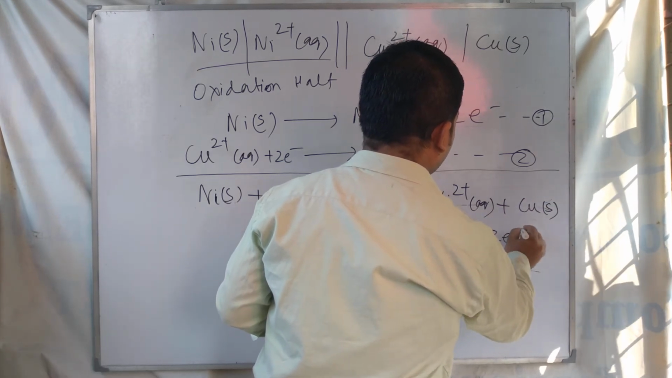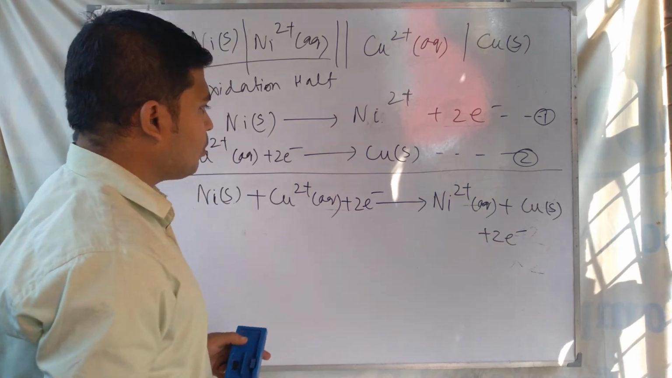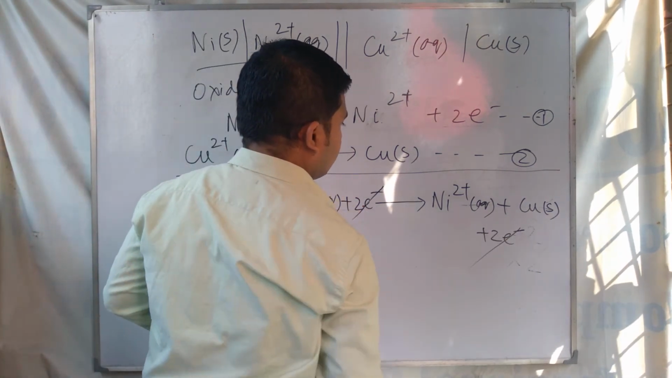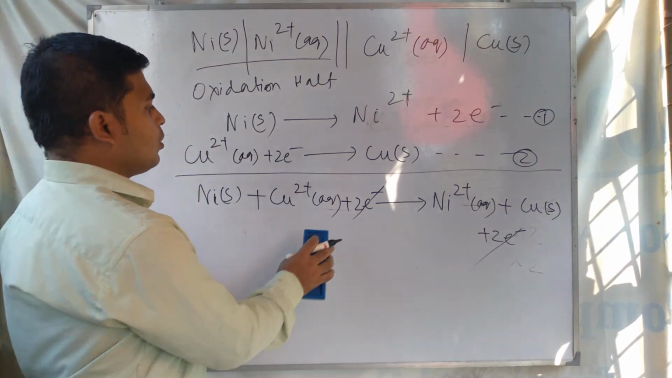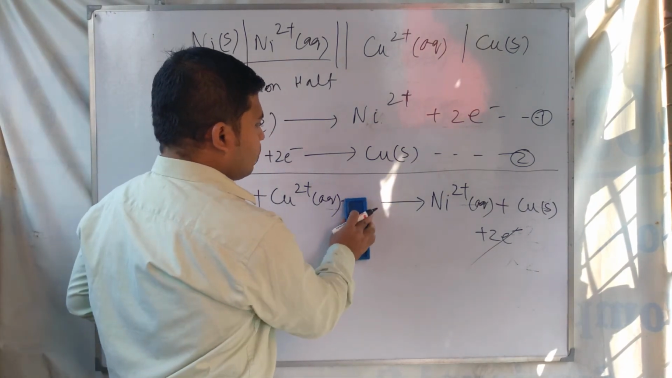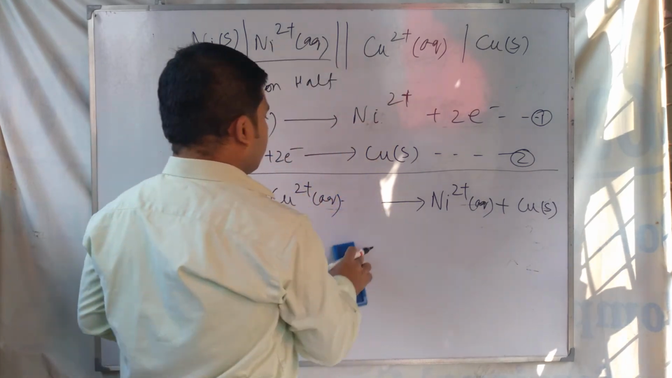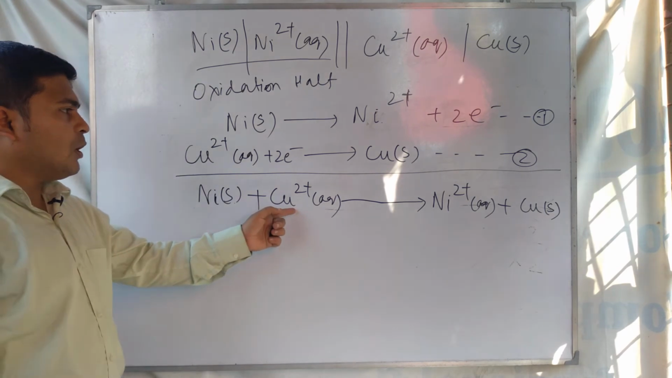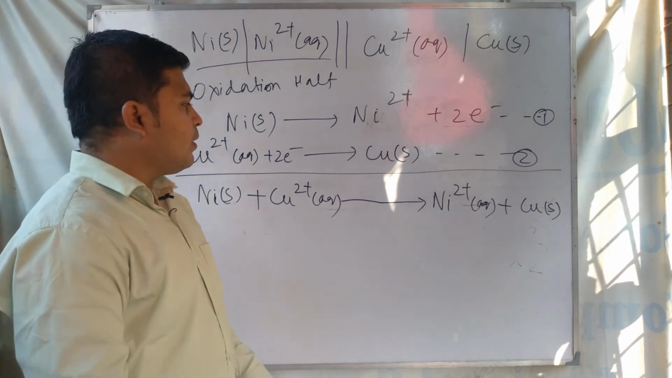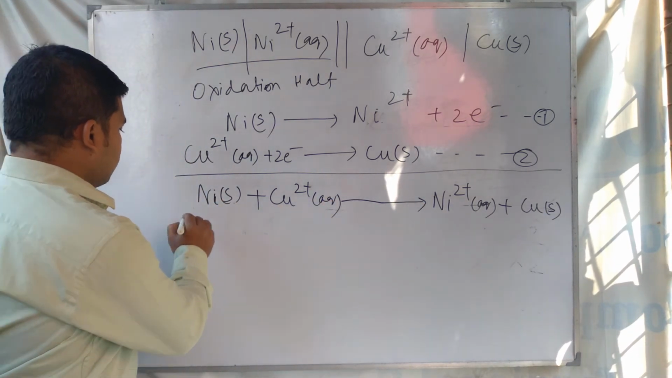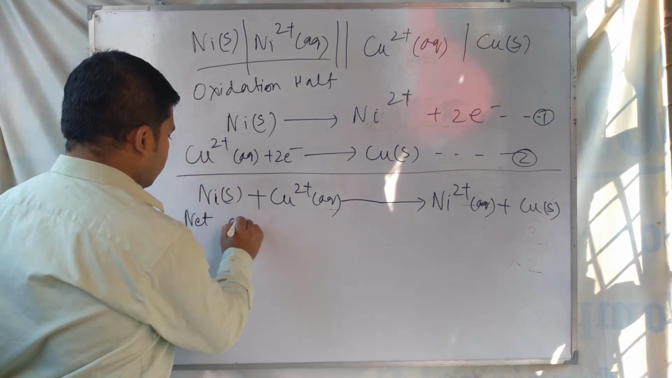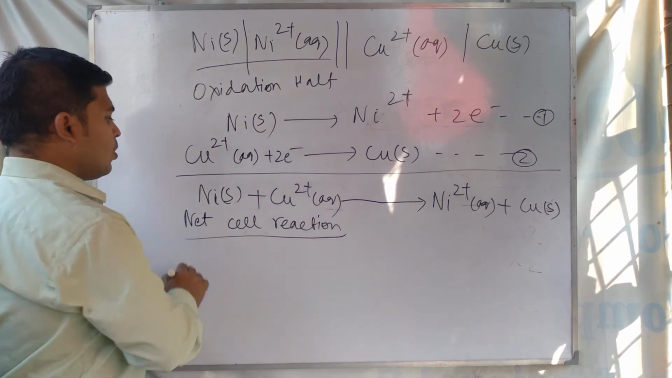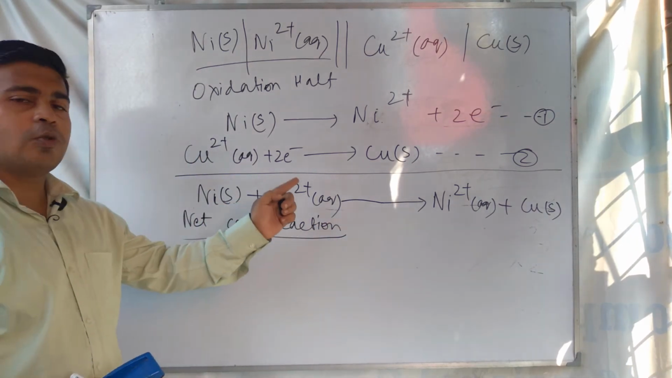plus 2 electrons. After forming the overall equation, we cancel the 2 electrons from both sides, and the equation becomes: nickel solid plus copper 2 plus to nickel 2 plus and copper. This equation is called the net cell reaction.